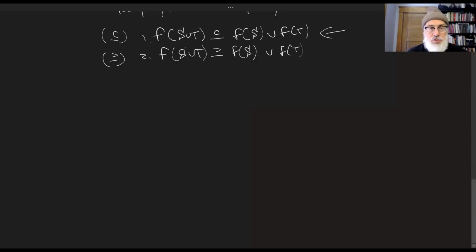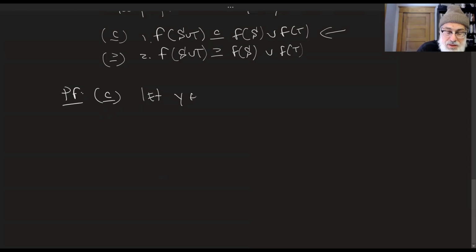Sometimes I just use bidirectional arrows that will allow me to say, well, if this, then this, if and only if this. I will be doing that. So here's our proof. And again, this is the containment in this direction. With any set containment proof, we're going to establish an element in one of the sets. So we're going to let y be the element that exists in the set f of S union T, which is the image of S union T.